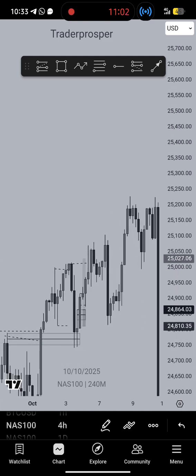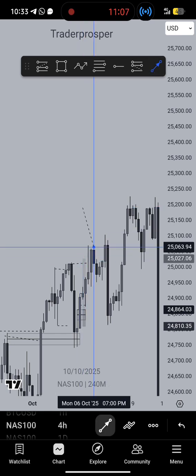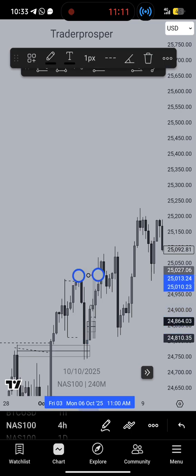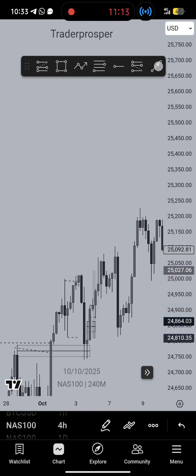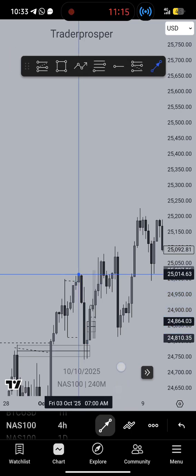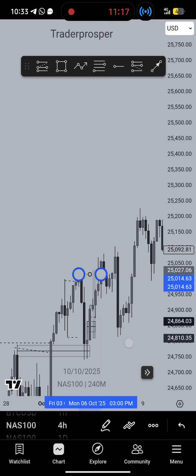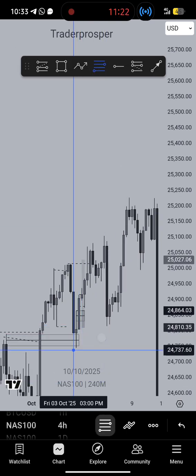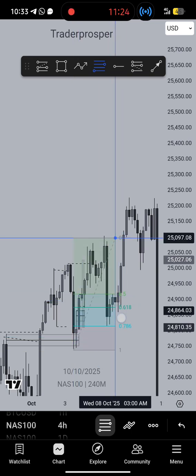Market again broke structure. So what are we looking at? Since we are in an uptrend, we mark out our range, our trend range, from that high to that low.